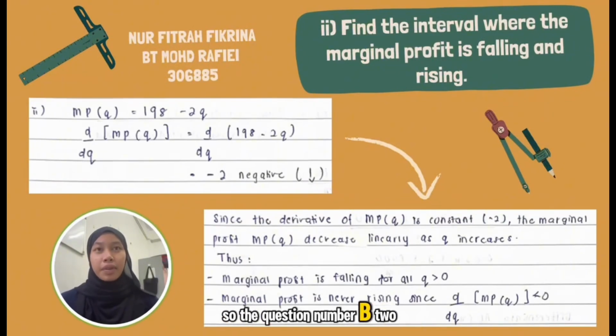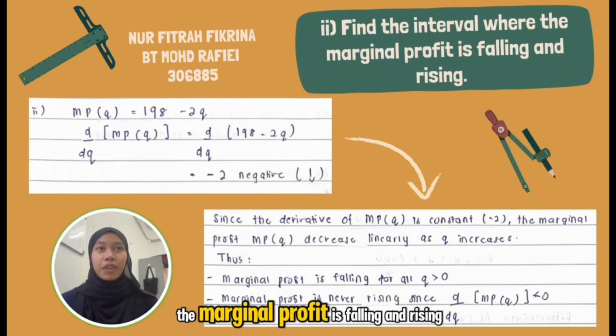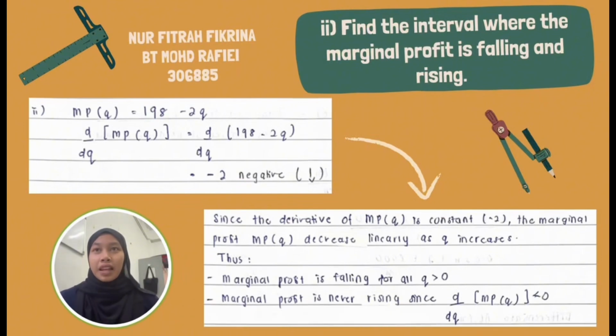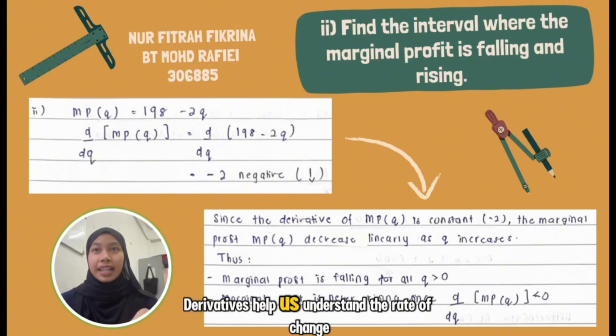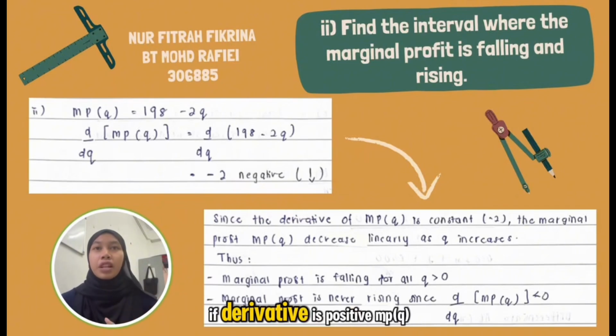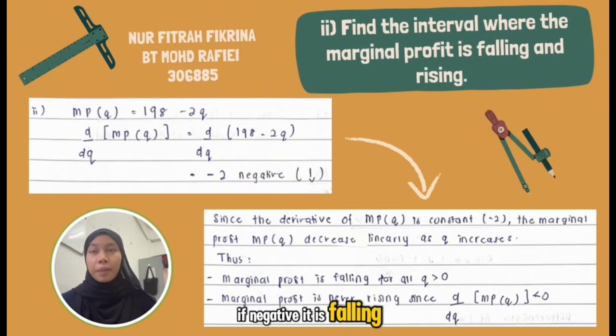Okay, so question number B, to find the interval when the marginal profit is falling and rising. Marginal profit MP(Q) is derived from the profit function, and its behavior can be determined using calculus. MP(Q) equal to 198 minus 2Q. This represents the marginal profit as a function of quantity Q. The derivative helps us understand the rate of change of MP(Q). If the derivative is positive, MP(Q) is rising. If negative, it is falling.